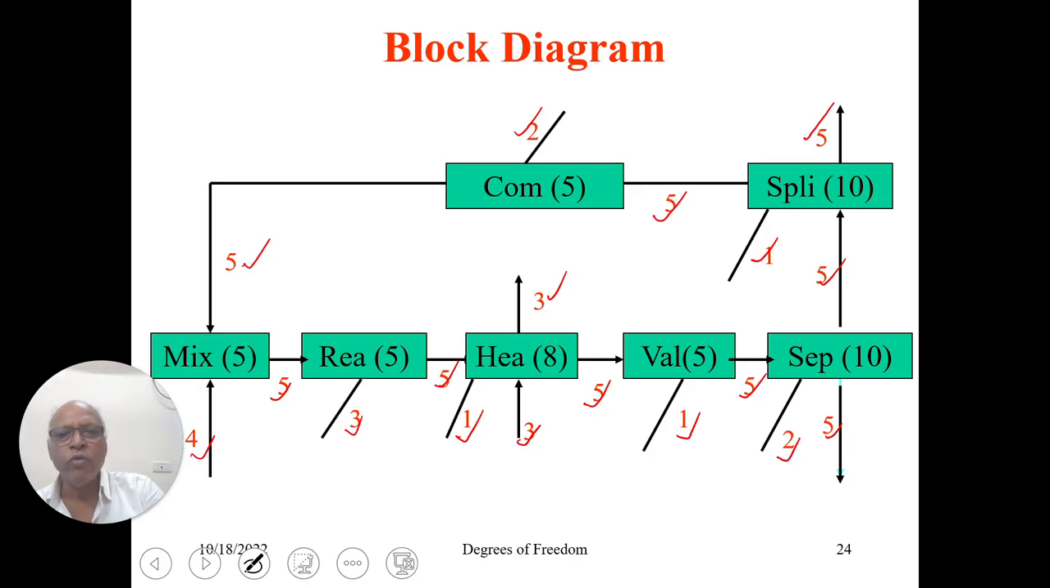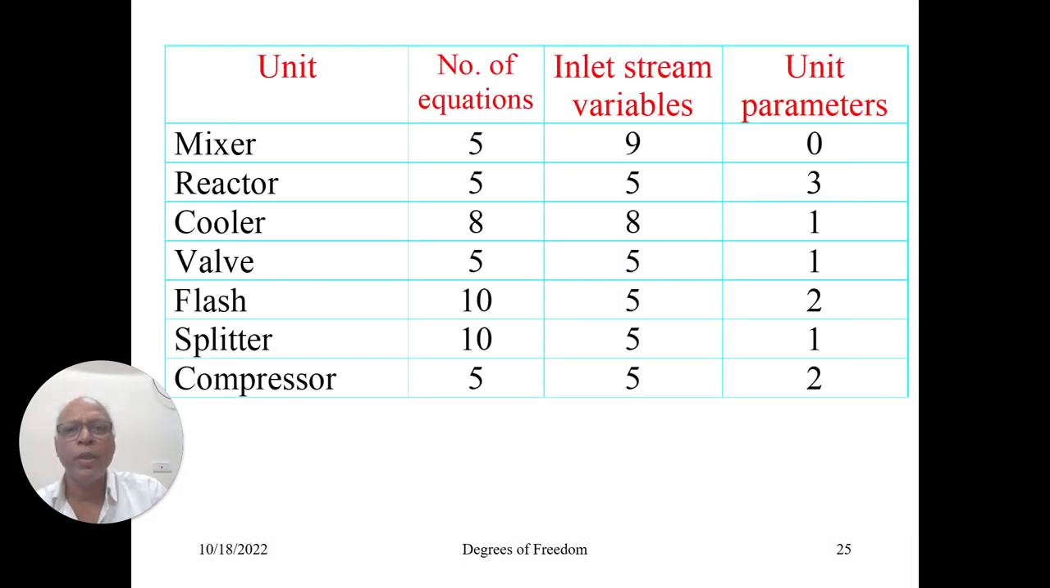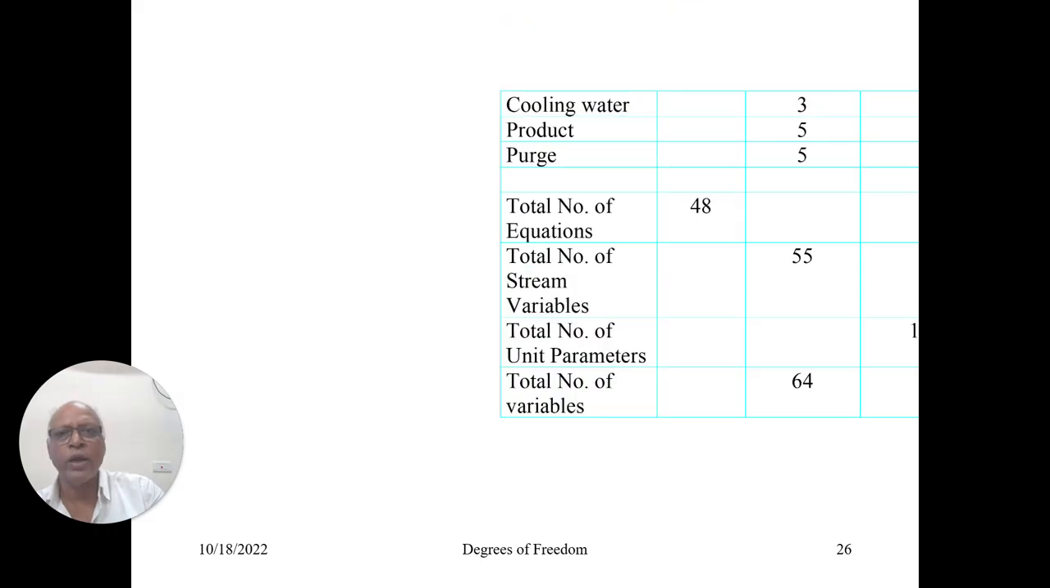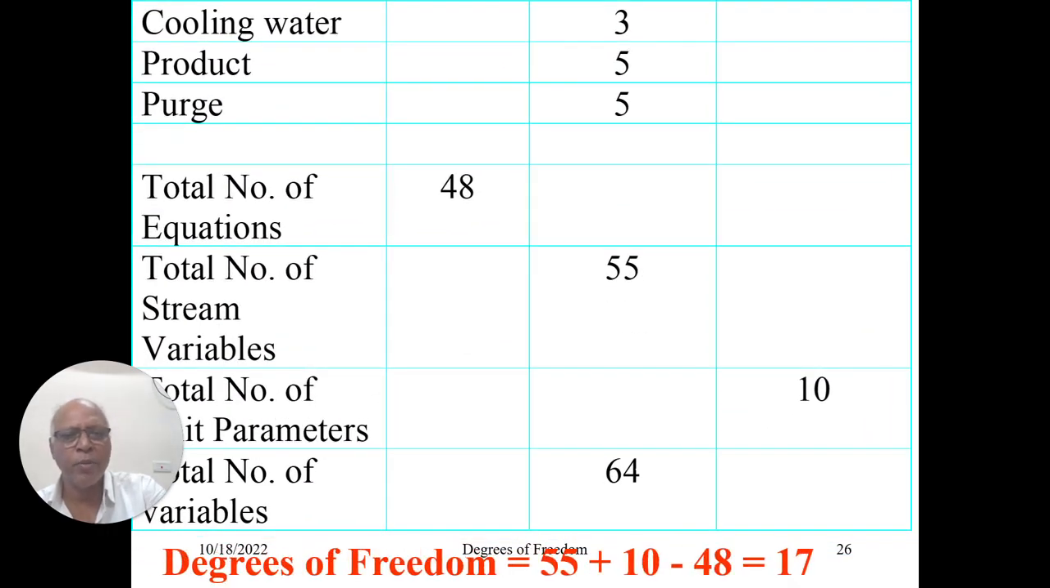So the total number of variables, did I leave anything? Is 65. The total number of equations, the sum of all these values written within the blocks, came to 48. So what is the total number of degrees of freedom? So this is what I have done. Don't worry, I have already calculated. This number should be 65, right? I made a small mistake. So 65 is the total number of variables and the number of equations is 48. So as a result, we get degrees of freedom as 17.